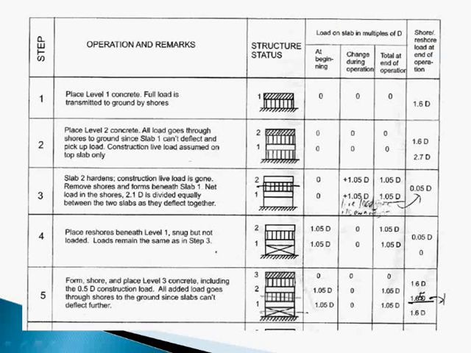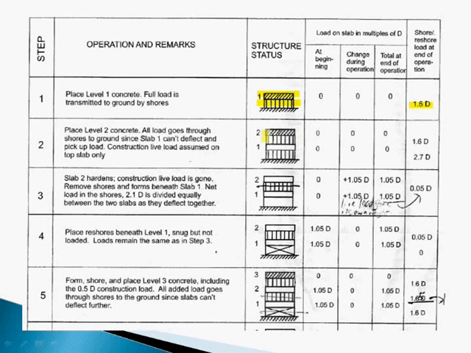As you can see over here, for step 1 we have fresh concrete. So that means besides the 1D of the concrete slab weight, we also have 0.5D of extra live load on that. And also for the shoring supporting that slab, we also have 0.1D for the load of the shoring. So totally on that shoring we have 0.5 plus 1 plus 0.1, which gives you 1.6D.